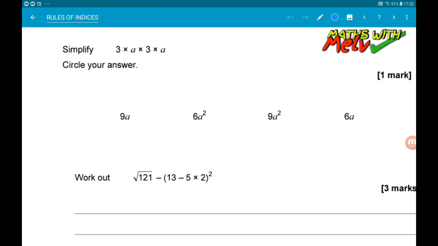Next up, we want to simplify 3 times a times 3 times a. So, multiplication is magic, doesn't matter what order we do it in. So we can think of this as 3 times 3 times a times a.